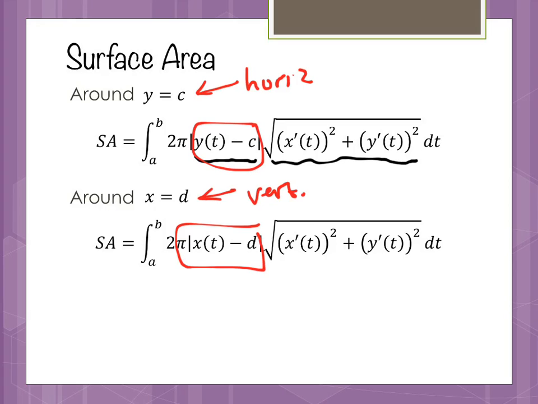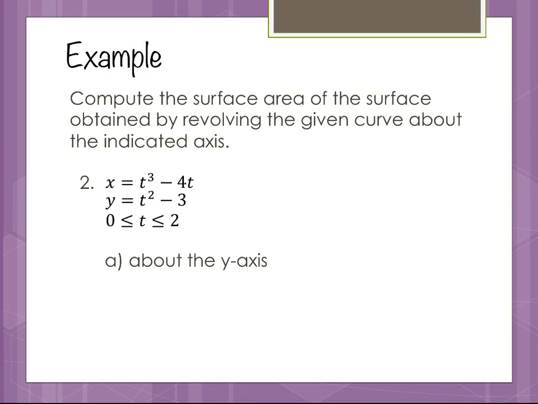Okay, did everybody get everything written? Excellent. Let's take a look at the couple of examples here. It's the same example, that is, we've got the same functions, x and y, the same parametric curve. We're just rotating it around a different axis. Even the limits of integration, 0 to 2, are not going to change. It's just the axis that's going to change.